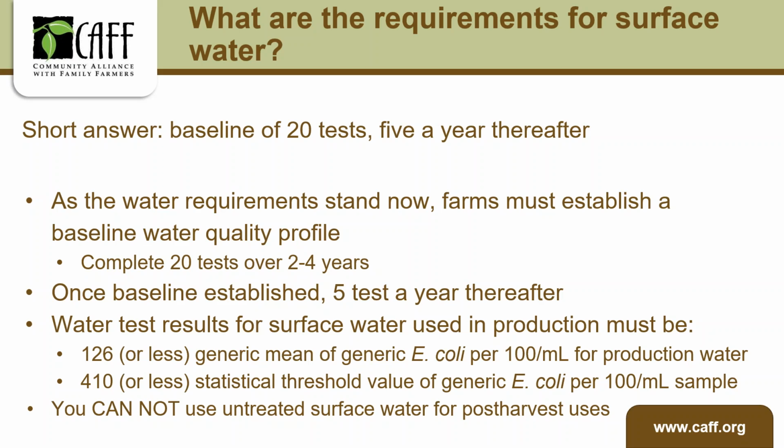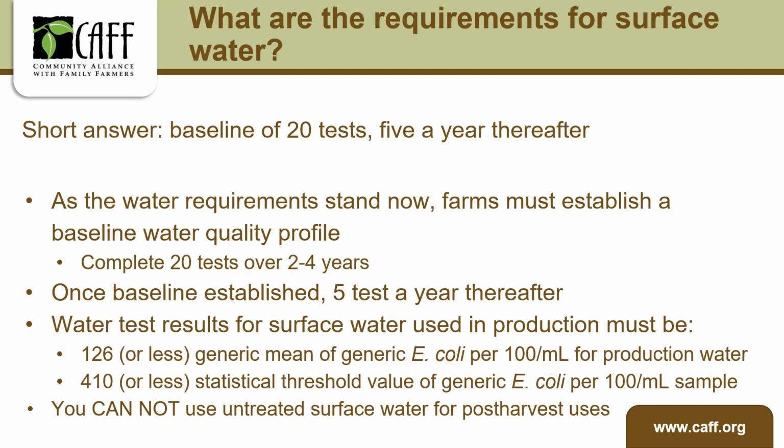So don't panic too much about those numbers and phrases, because there are tools out there for you to just take the test result, whatever number of generic E. coli per 100 milliliter sample the water lab tells you. Your test result might be 10 generic E. coli per 100 milliliter sample. It might be 487 generic E. coli per 100 milliliter sample. And if those were your first 2 results, and then you take 18 more to get to 20, the formula in the Excel tool does the math to figure out if you're under that 126 and 410.